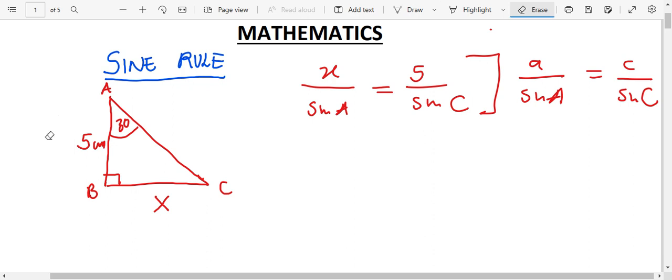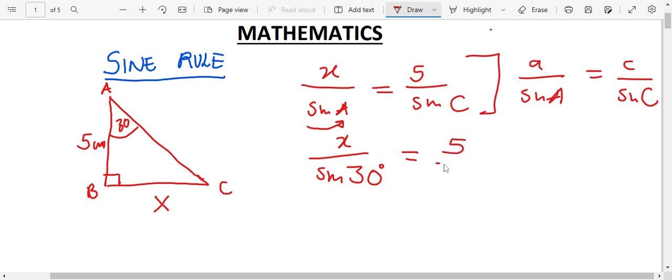Okay, so that is why in the equation I have put this. Now you need to know, so this is going to be x divided by sine of capital A. What is capital A? What is the angle A? That is 30. Yes, sine 30, good. So that will be sine 30, and that will be equal to 5 divided by sine C.